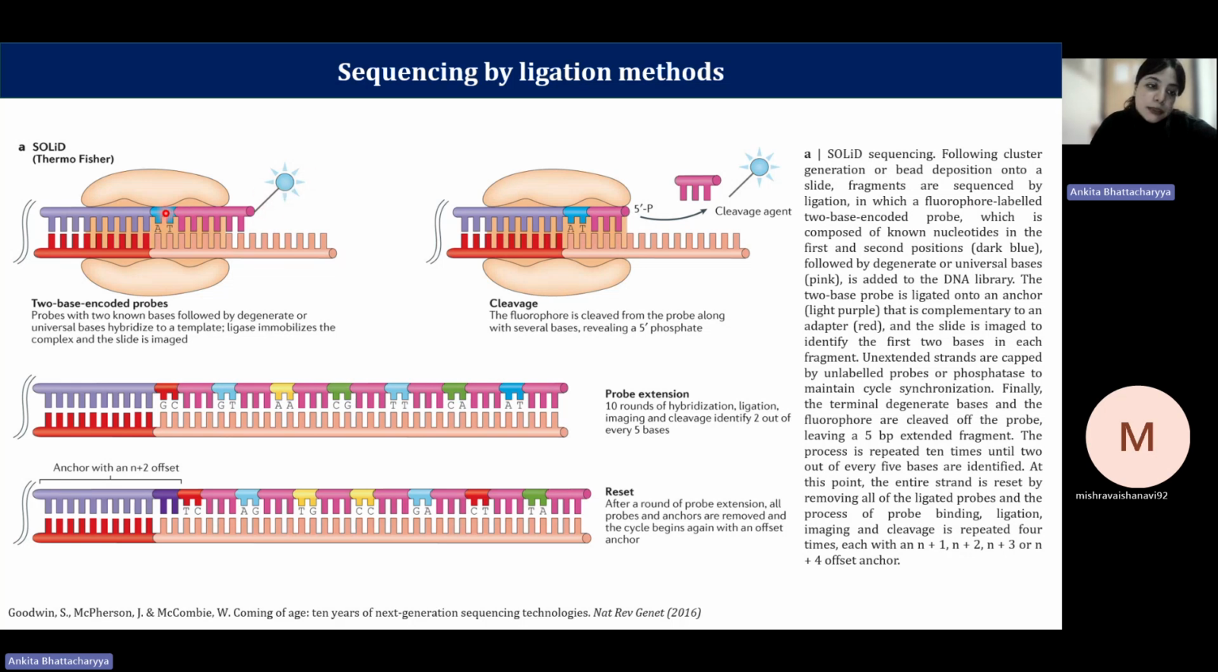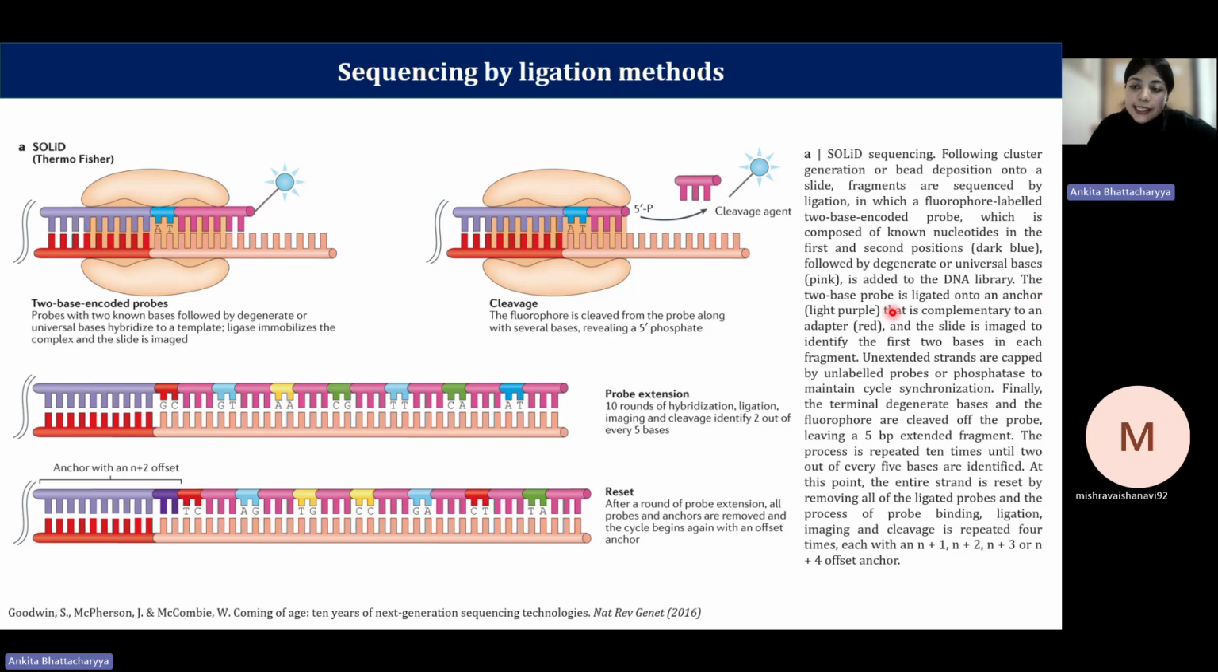Keep in mind that the blue corresponding here is representing the known base color, and the fluorophore also represents the same. If you will see here, other combinations of dinucleotides are showing different colors, and therefore the corresponding fluorophore is different. This is important because that actually dictates the identity of the bases which got incorporated. So coming back here, you have a probe which is composed of known nucleotides in the first and second positions, followed by degenerate or universal bases, which is represented in pink, that is added to the DNA library.